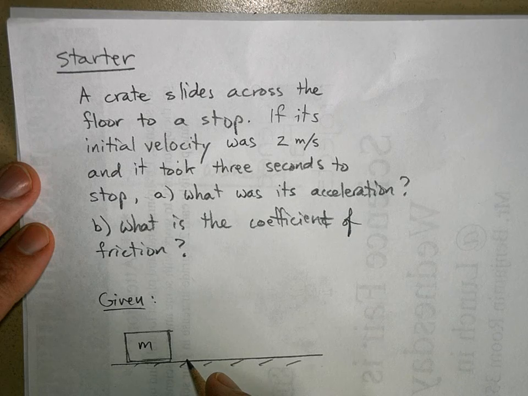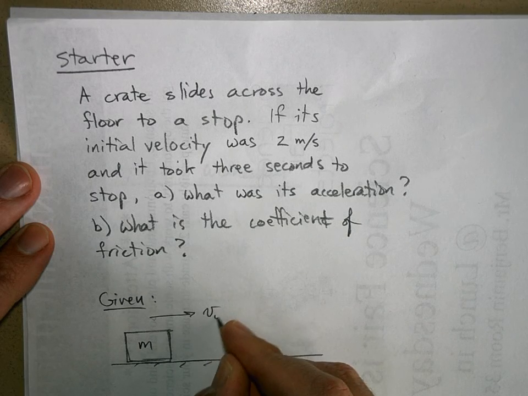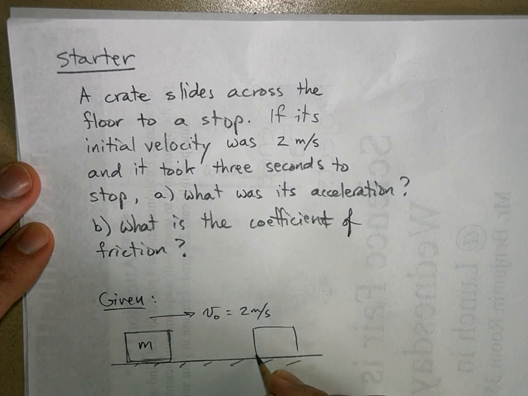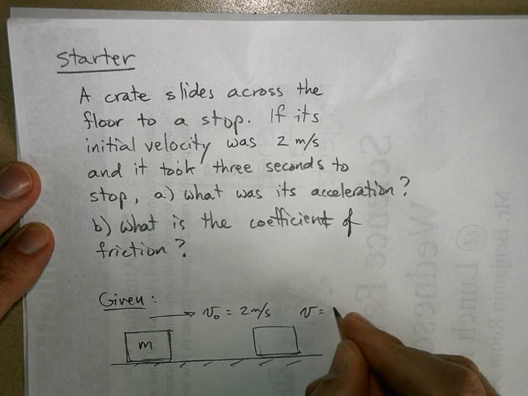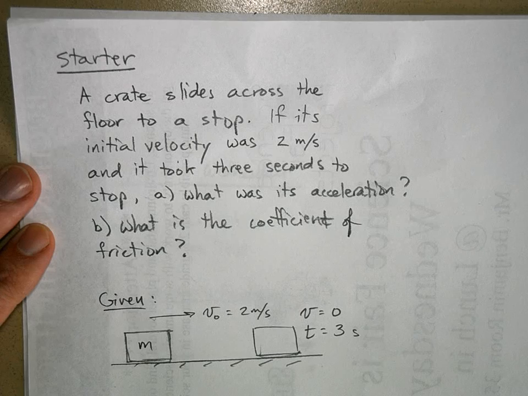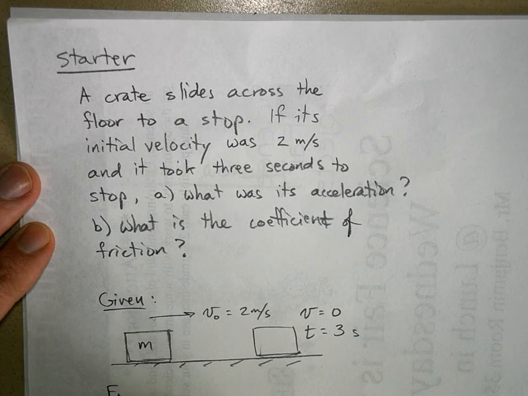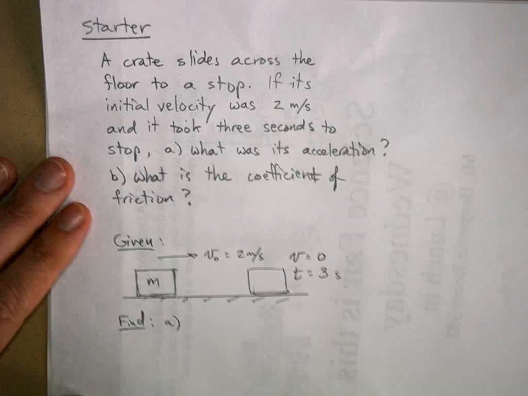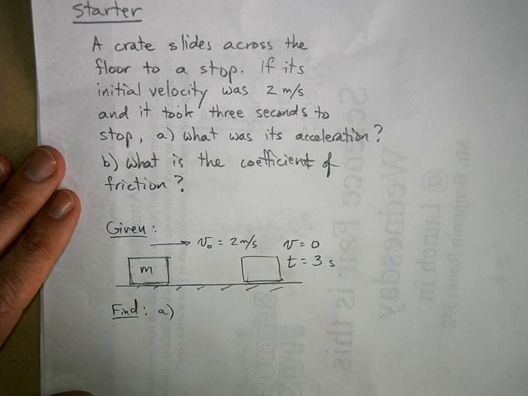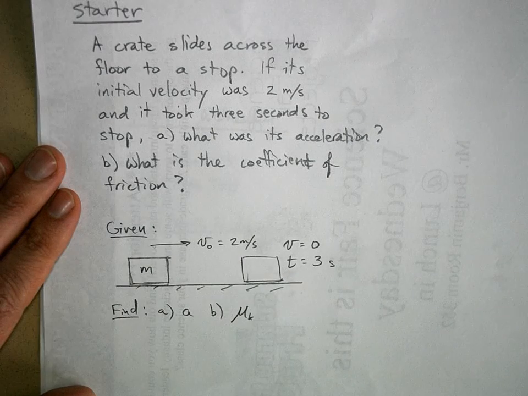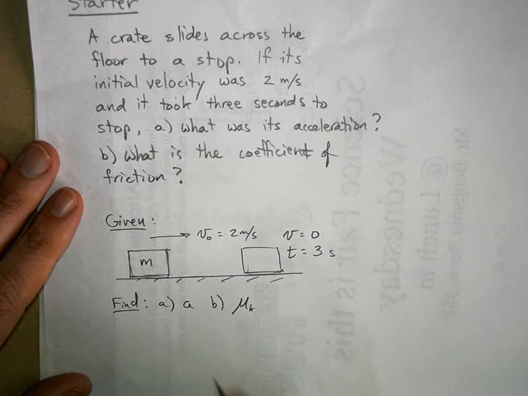We've got an initial velocity here of 2 meters per second, and it slides to a stop. So our final velocity is equal to 0 after 3 seconds. And what are we trying to find? We want to know what is the acceleration and what is the coefficient of kinetic friction, right? It's kinetic friction because we're sliding. So let's solve it.